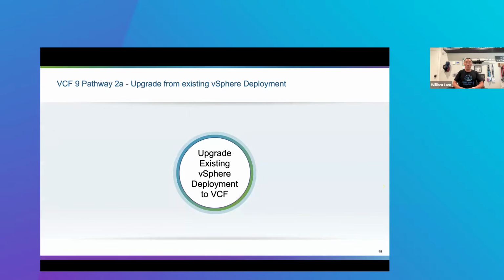Okay, let's now jump to upgrading from your existing vSphere deployment. I'll go through two scenarios. 2A is really upgrading from a bare bones vSphere environment. I've got my vCenter server, I've got my ESX hosts, and I don't have any other components. We have a lot of customers still deploying that. So what does that look like?